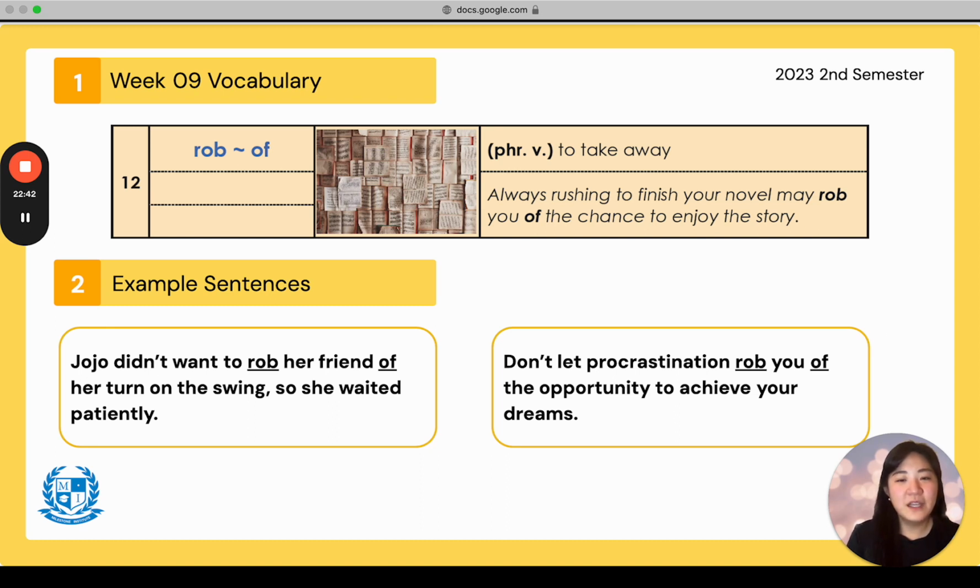Example 2, don't let procrastination rob you of the opportunity to achieve your dreams. So what is procrastination? Good. Procrastination means to be lazy and not do something right away. So you're just waiting, you're like, I can do it later. So don't let that behavior rob you of the opportunity and the chance to achieve your dreams. It's a very happy sentence.